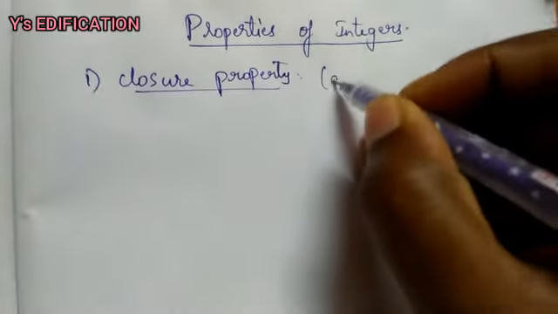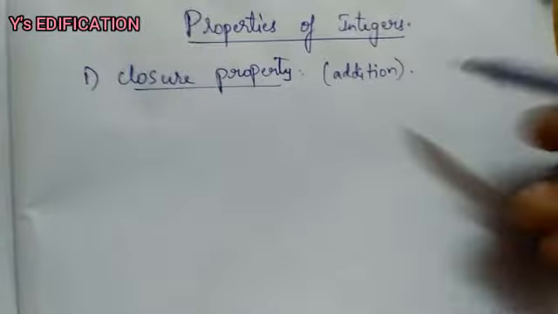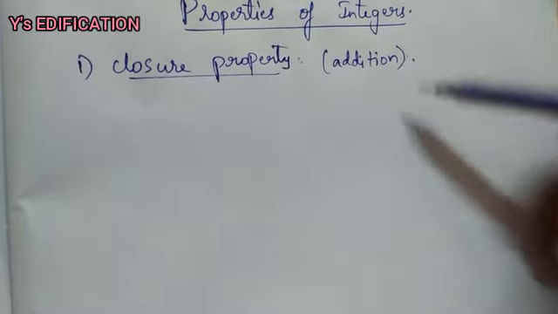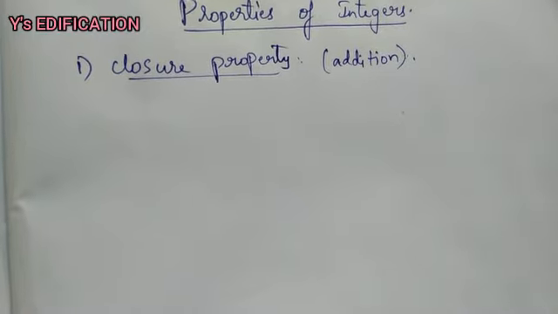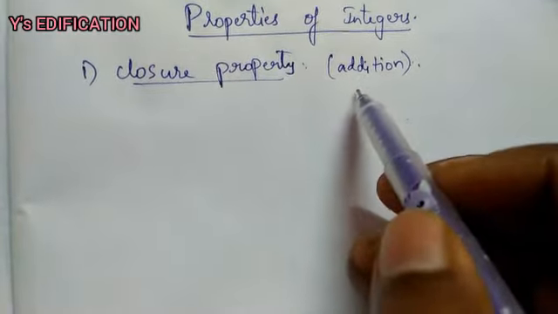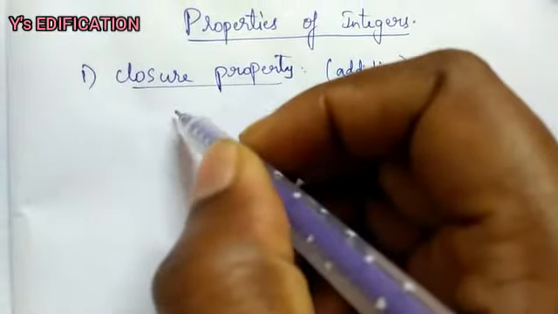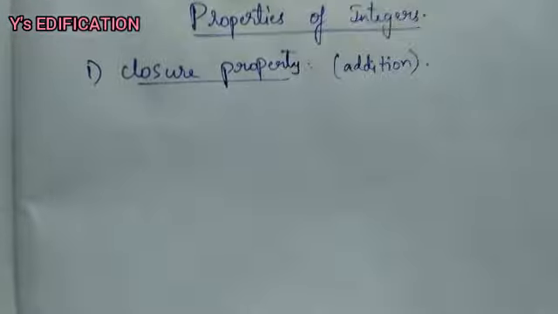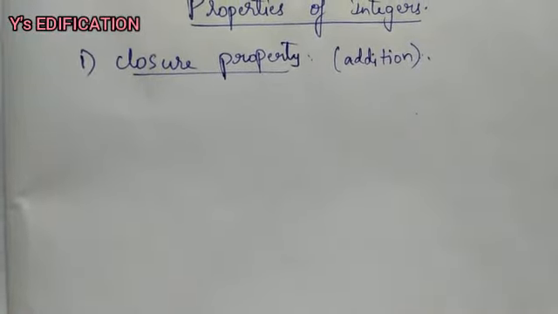First we are going to check it under addition. First I'll check the closure property under addition, multiplication, subtraction, and division. Next I'll move on to the next property. So first property is closure property, that is in the addition. So what is a closure property? If we add two integers, then the result will also be an integer.